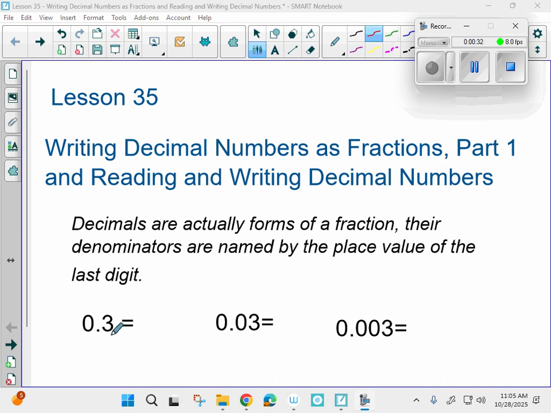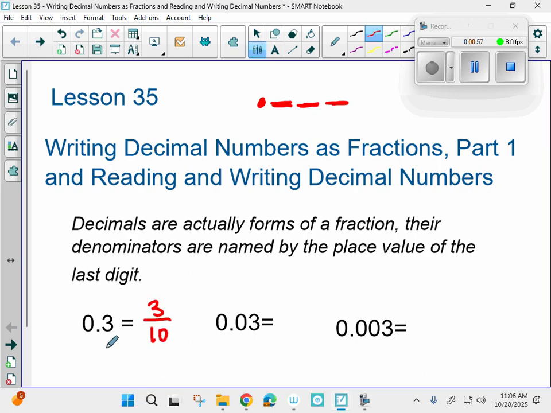All right, you guys, we want to review what we learned yesterday really quick. If this is my decimal, what place is this? Yeah, Victoria. The tenths. And everyone, what place is this? The hundredths. And everyone, what place is this? Okay, good. So this is 3 tenths. This 0.3 is 3 tenths.